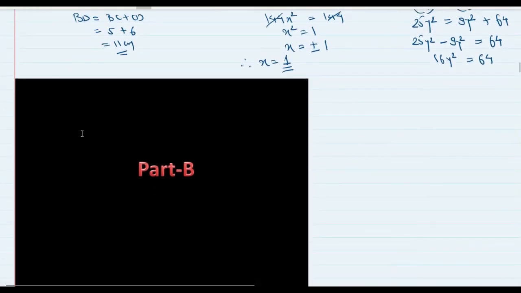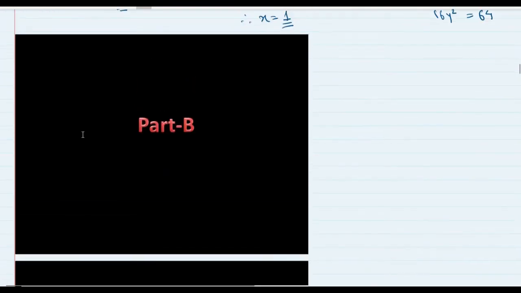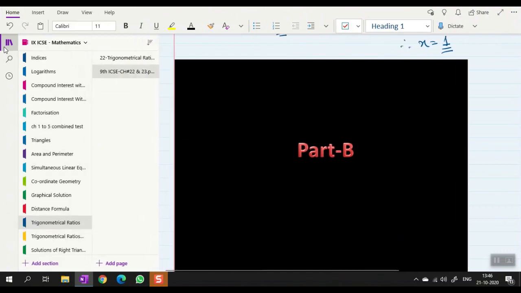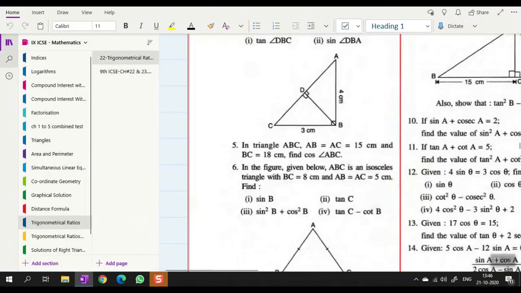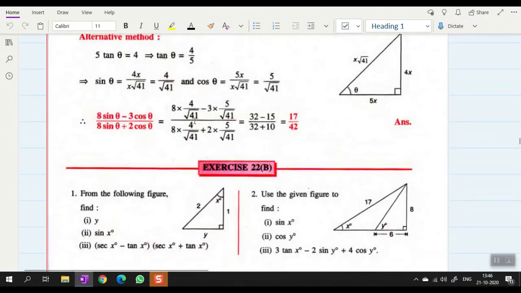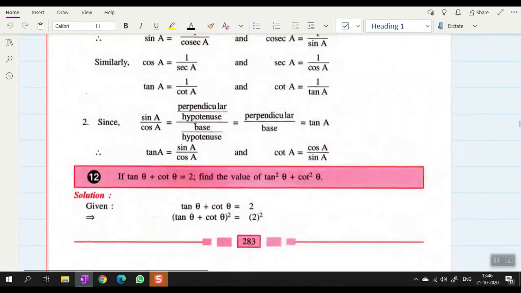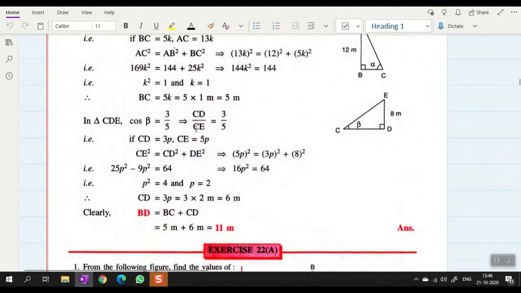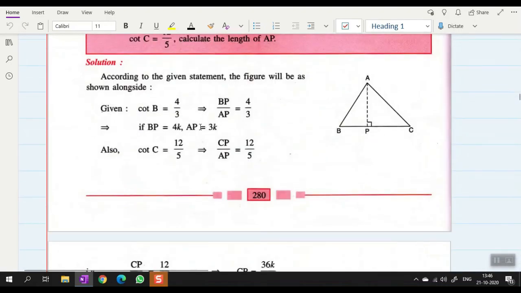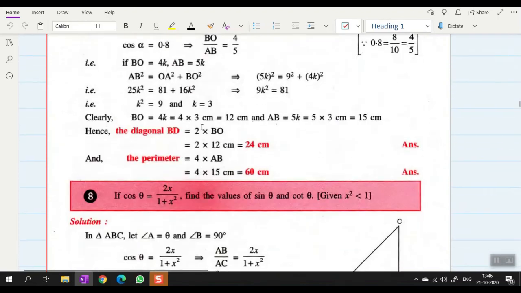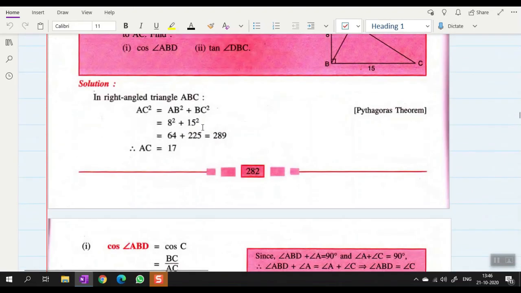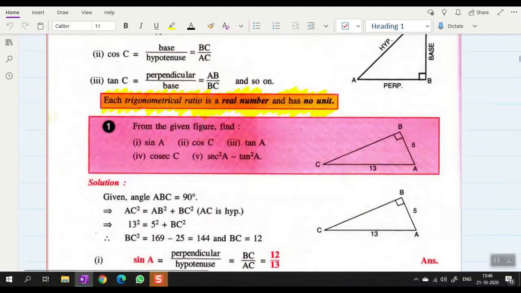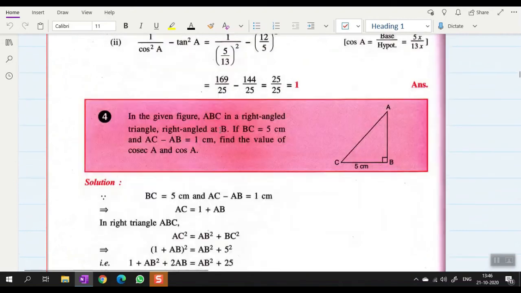So we are going to start with part B. I just want to show you the textbook and the kinds of questions which we are going to face. Let's check it out. Most of the questions in this chapter are in part B. In part B there are not very different questions, similar kinds of questions, but I would like to complete this part in the next part of the video, that is the second part of this video.